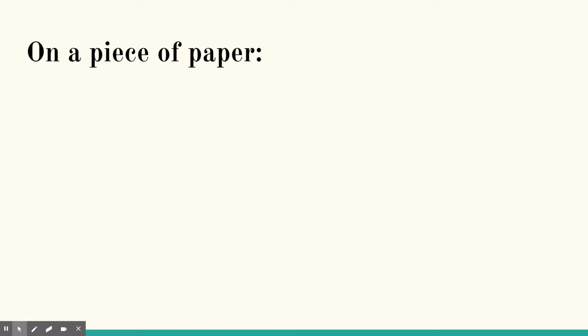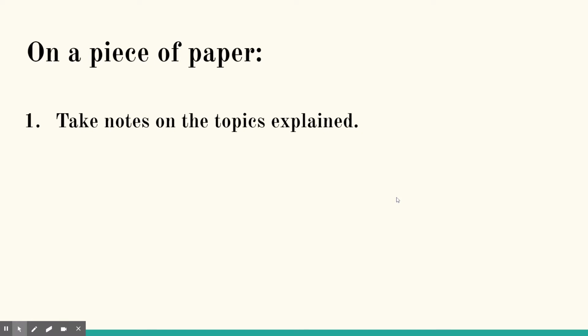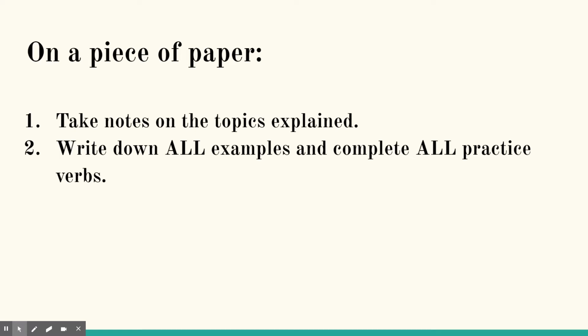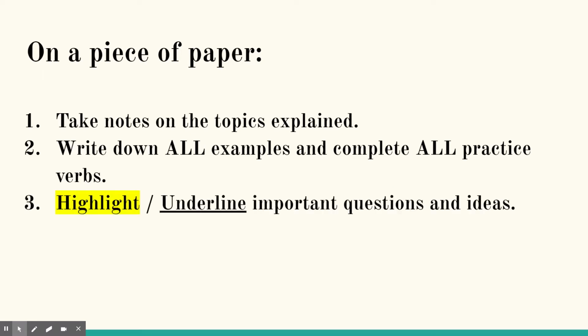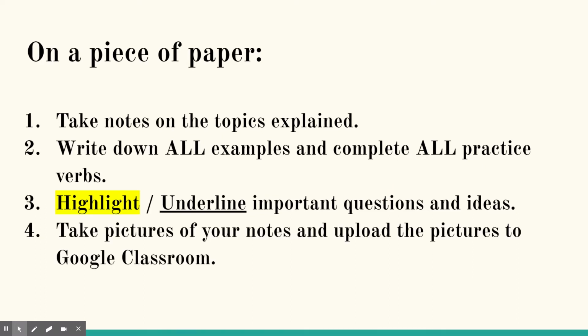So remember, these are going to be your notes. On a piece of paper, number one, you need to take notes on the topic I'm about to explain. Two, you need to write down all my examples and complete all my practice verbs. Three, highlight and underline important questions and ideas presented here in this video. And four, once you're done with all your notes and your examples, you need to take pictures of the work and upload those pictures to Google Classroom to receive full credit for the activity.